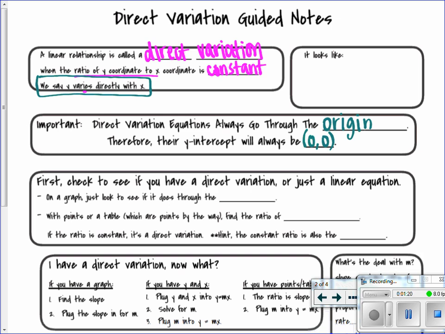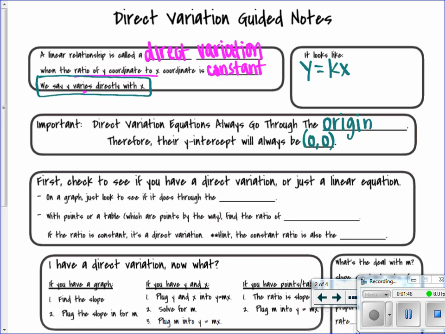There was also an equation, I think, that you've seen before. y equals kx. Does that look familiar? Maybe it was just y equals mx. Okay, so the k stands for your constant ratio, so what it's talking about is the y to x coordinates.